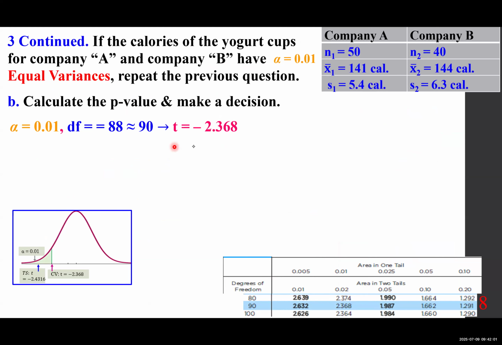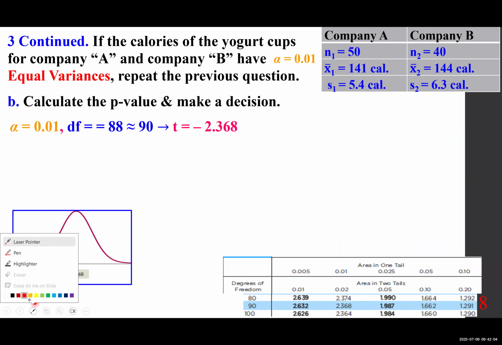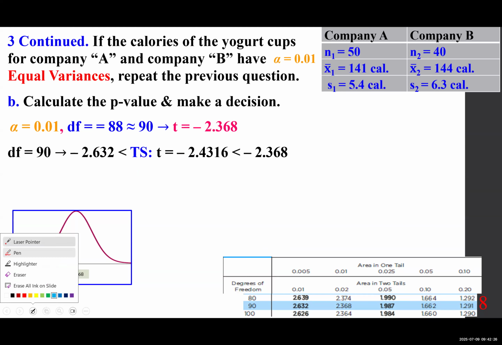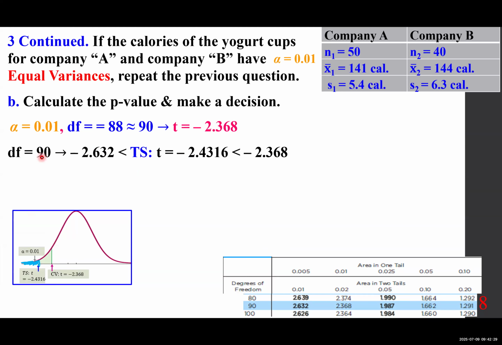The p-value, again, this was a left tail test, is the area to the left of your test statistic, this area, everybody. Area to the left of the test statistic, degrees of freedom, we are choosing 90, okay? And as you can see here, we don't have the value of the test statistic.